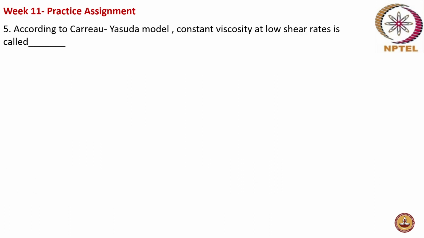Now let's go on to question number 5. According to the Carreau model, constant viscosity at low shear rates is called... maybe it is a phenomenon like non-thixotropy. I do not know what word we are going to use here, but this Carreau model is for shear thinning fluids, so shear thinning polymers. So what happens at very low shear rates?